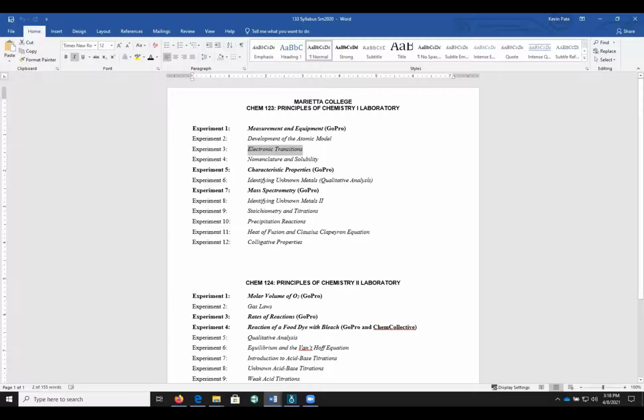Qualitative analysis, I did in 2 different experiments here in the, I'm calling it the fall semester, but the first semester. These experiments were called Identifying Unknown Metals and Identifying Unknown Metals 2. And what I did in those is the first one was very much the canned experiment that Beyond Labz had provided. And then on the second one, I required the students to figure it out, to do a little bit of trial and error to figure out how to separate their ions.